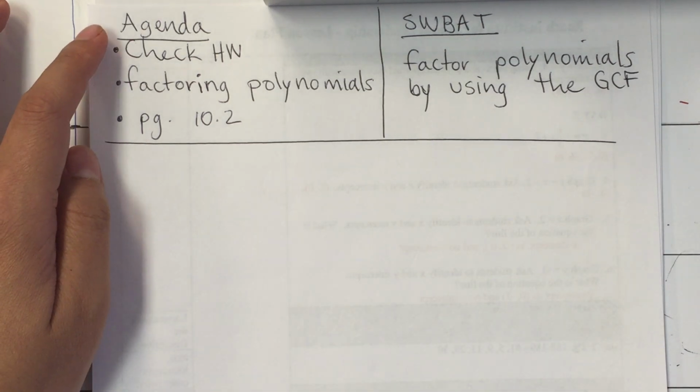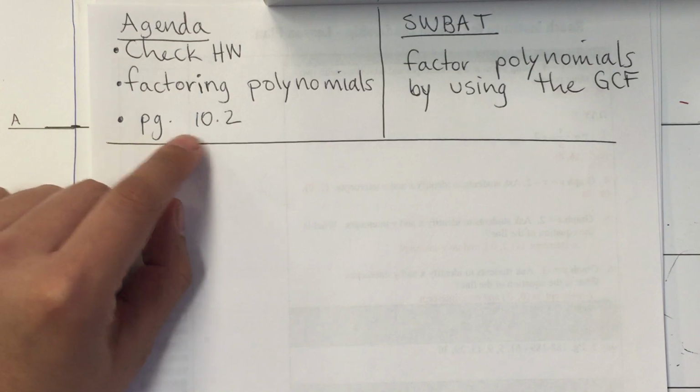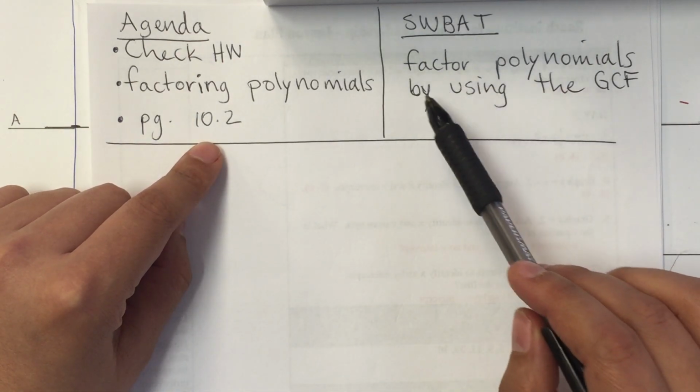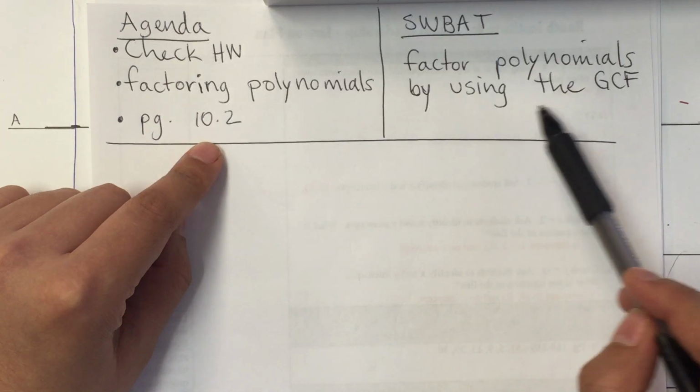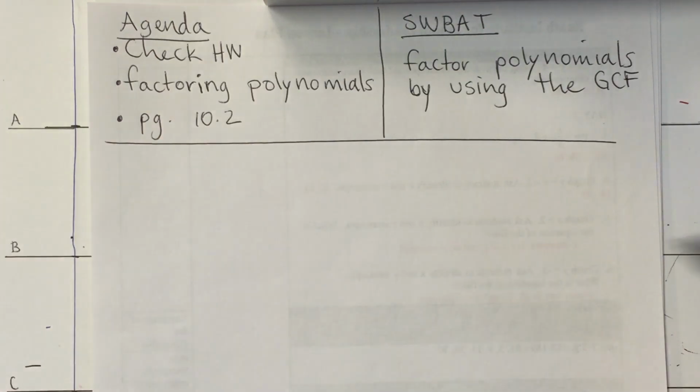Hello students, today the agenda is to check our homework. We're going to be factoring polynomials and you're going to be working on page 10.2. Students will be able to factor polynomials by using the GCF or greatest common factor.